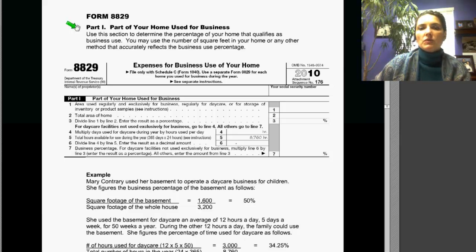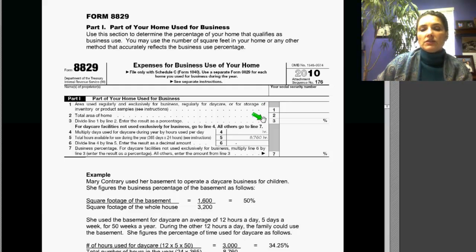You may use the number of square feet in your home or any other method that accurately reflects the business use percentage. So for example, if your house has 10 rooms and you use 2 of them for business use, it would be reasonable to say that your home is 20% business use. But essentially what the IRS wants you to do is on line 1 to enter the area of your home that is used regularly and exclusively for your business, regularly for daycare, or for the storage of inventory or product samples. Whatever that area is, you enter on line 1.